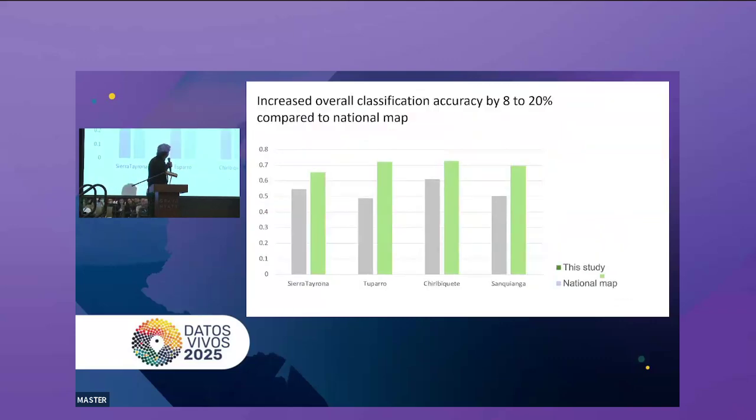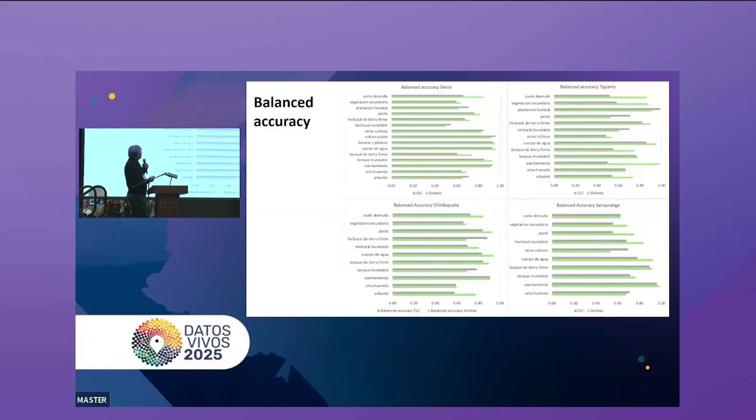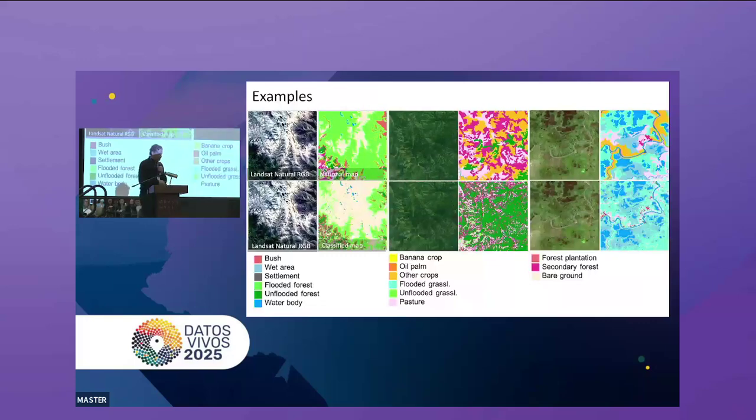We can see here that consistently in all the pilot areas, we achieved a higher accuracy, between 8 and 20% higher than the current maps that they produce in the park system. And when we see the accuracy per class, for most of them we actually achieved a higher accuracy, as you can see in the green bars here.